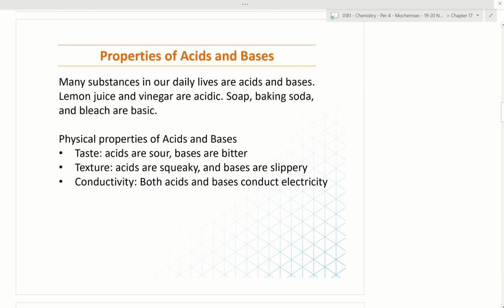Alright, properties of acids and bases. You'll see this on tests. You'll see this on the chapter 17 test for sure. What are the properties of acids and bases?